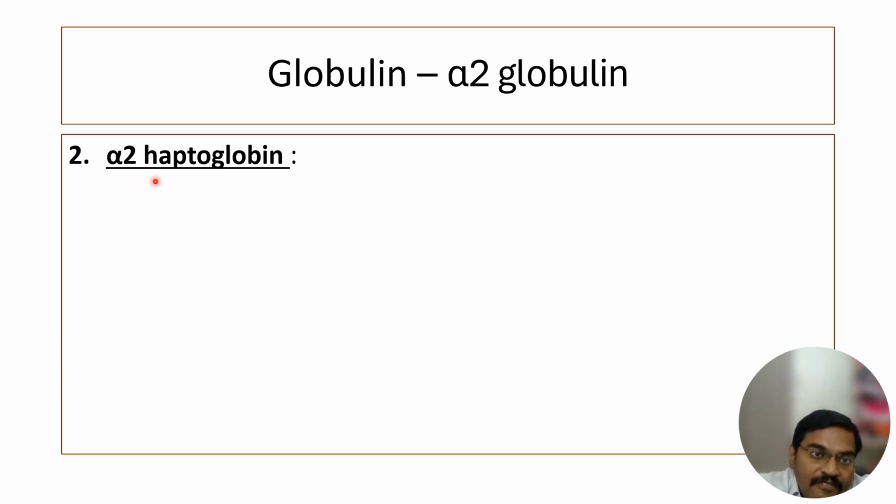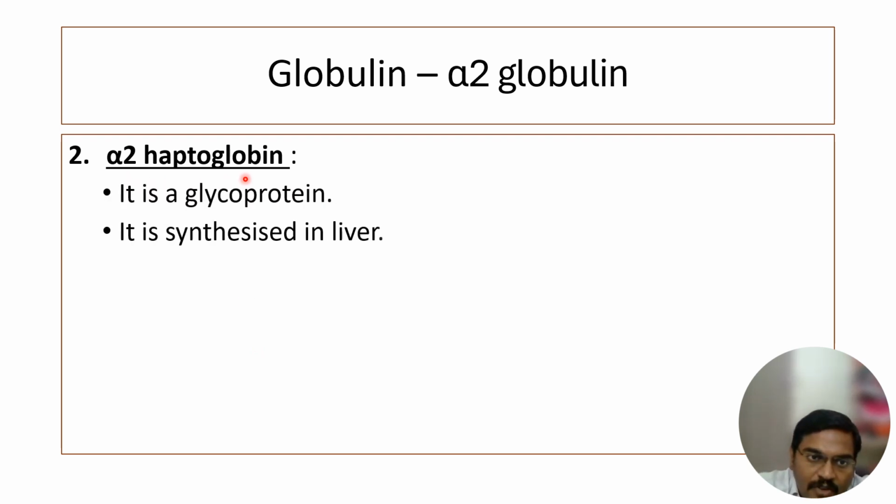Next, coming to alpha 2 haptoglobulin. Like the previous slide, we are going to write down it is a glycoprotein and it is synthesized by liver. So what is alpha 2 haptoglobulin? When there is an excess amount of RBC rupture, more amount of hemoglobin will be released into the blood. When more free hemoglobin is released into the blood, it can damage our tissue. So to prevent this, the haptoglobulin will combine with the free hemoglobin in the blood.